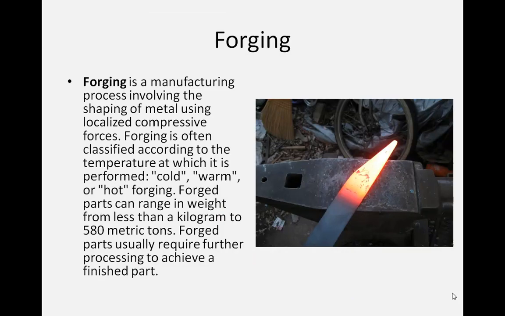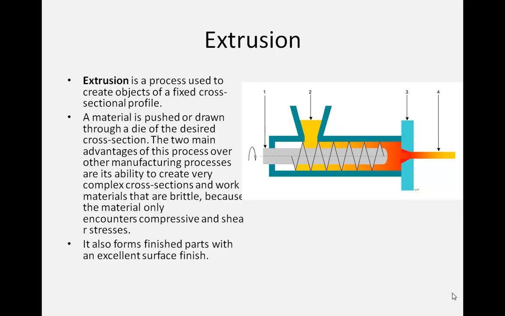Next up is forging. Forging is a process involving shaping of metal using localized compressive forces, and it is also usually classified according to the temperature at which it is performed. So forging could be of cold type, warm type or hot type, and forged parts usually require further processing to achieve a finished part. We have done forging before in our lab as well, and what we did in that case was hot forging. Basically we heated the material given to us and then we hammered it into shape. So that's forging.